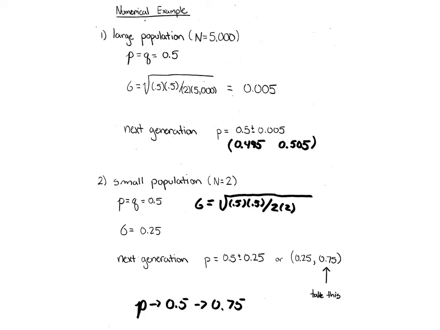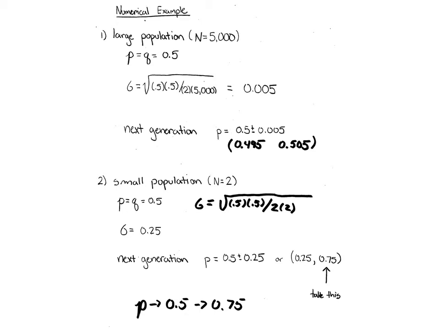We'll take that equation that I introduced a couple of slides ago. Again, this is the frequency of both alleles, p and q, or A1, A2, or big A, little a, are both 0.5. We plug that into the standard deviation equation, sigma equals the square root of 0.5 times 0.5 divided by 2 times 5,000, because there are 5,000 individuals.